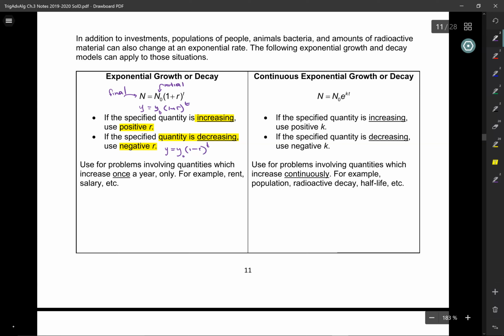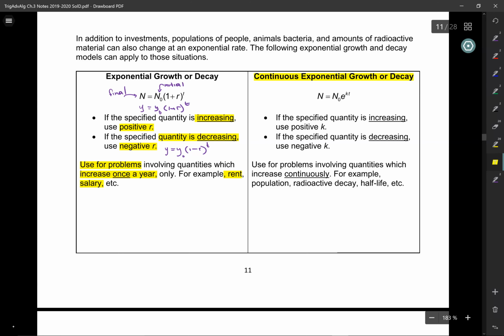And again, this is for problems where they increase once a year, rent, salary, and so on, or if it decreases. So if the value of a car depreciates by 3% every year, that's the one you're using. The other one is the continuous growth or decay.